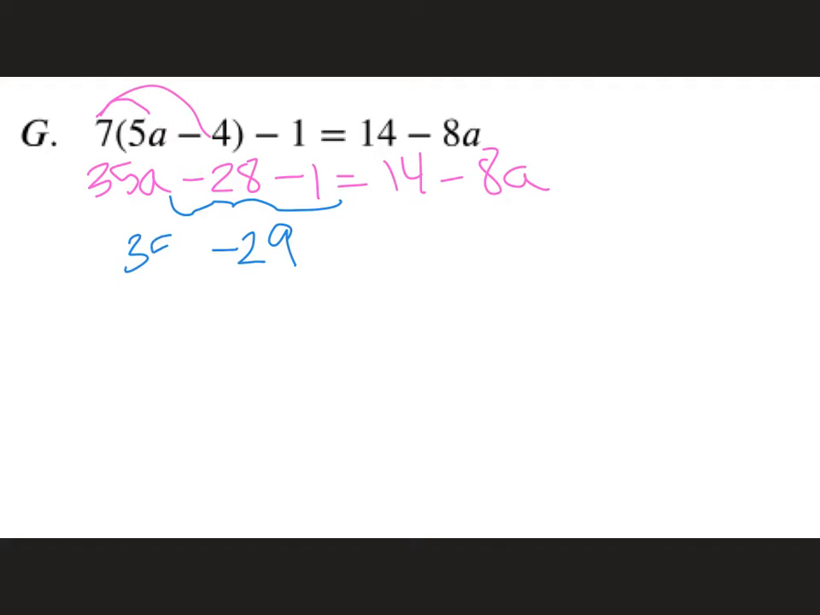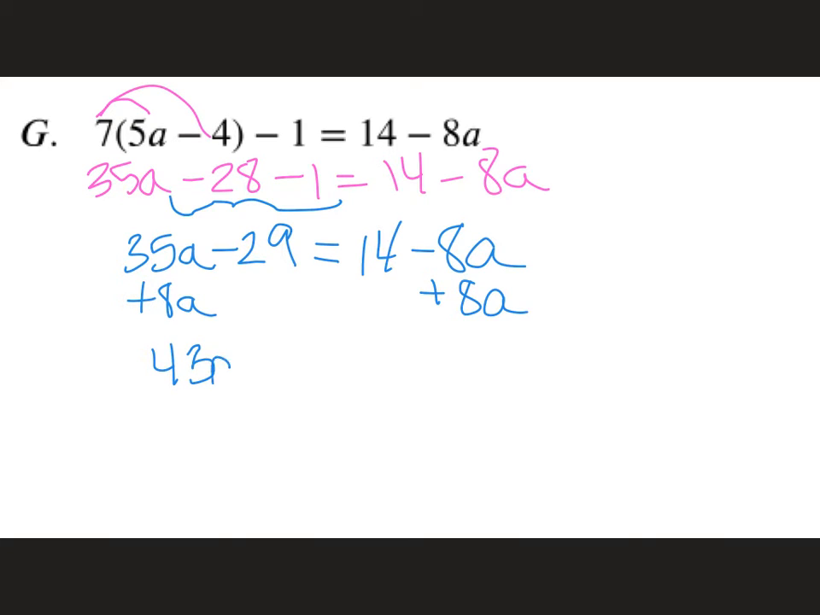But a very common answer that I would see there would be minus 27, because some students will do 28 minus 1, which is 27, and they'll forget that it's not 28, it's negative 28. So just watch the signs. Now I have 35a minus 29 equals 14 minus 8a. It would be fairly simple to add 8a here to make that 0, and add 8a here. So we would have 43a minus 29 equals 14.